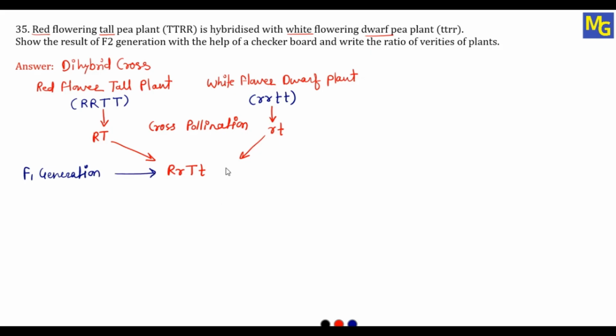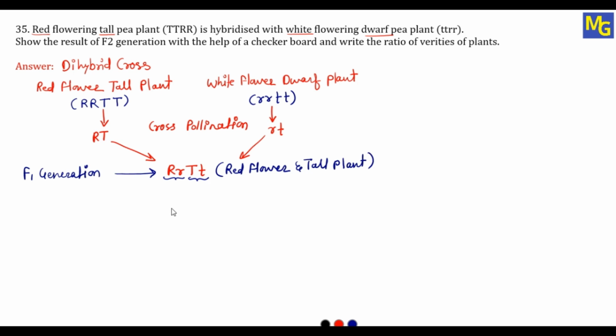Then what is the phenotype? How the flowers will be? So see the color, it is capital R and small r. So capital R is dominant. So still the flowers, whatever we are going to get in F1 generation, all will be red flower. And if you see the height, it is capital T. Capital T is there, means it is dominant. So again, here the height will be tall. So tall plant. And this is the phenotype of F1 generation. So here F1 generation complete.